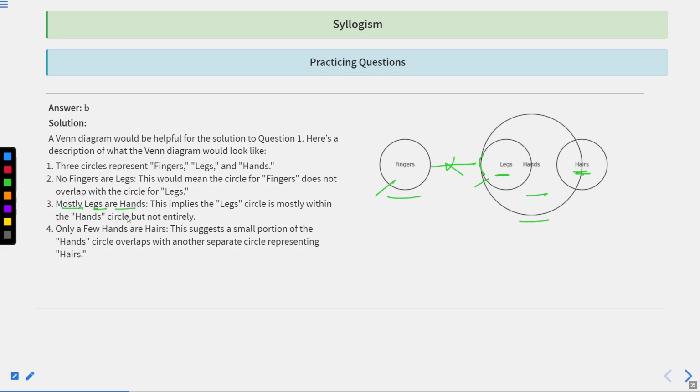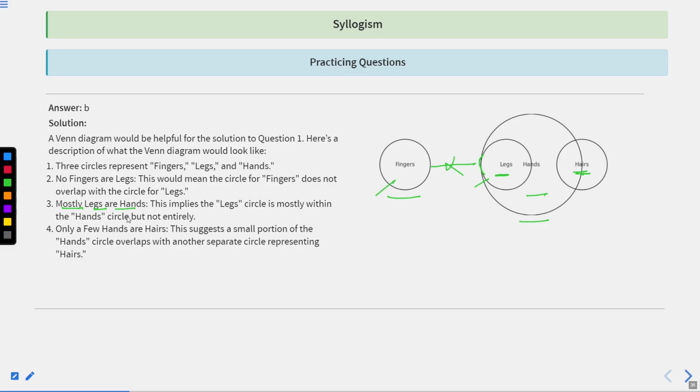When we say mostly, it means 99.99% there are chances that legs are hands. We can assume more because the word mostly is used, but there are chances that at least one will not be hand, because there is a portion which is coming out.